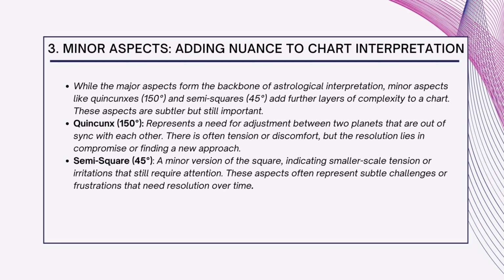Quincunx, 150 degrees, represents a need for adjustment between two planets that are out of sync with each other. There is often tension or discomfort, but the resolution lies in compromise or finding a new approach. Semi-square, 45 degrees, a minor version of the square, indicates smaller scale tension or irritations that still require attention. These aspects often represent subtle challenges or frustrations that need resolution over time.